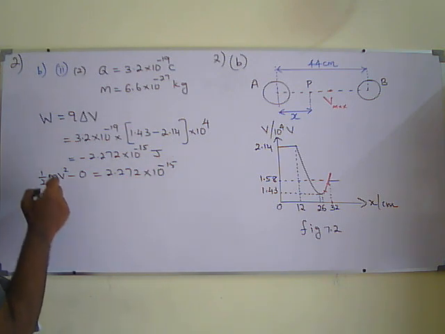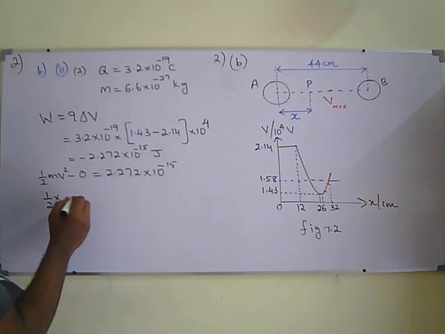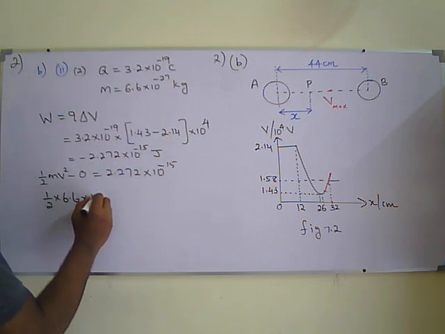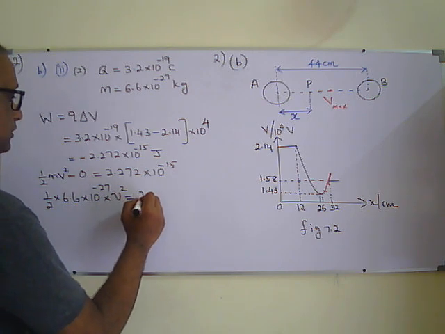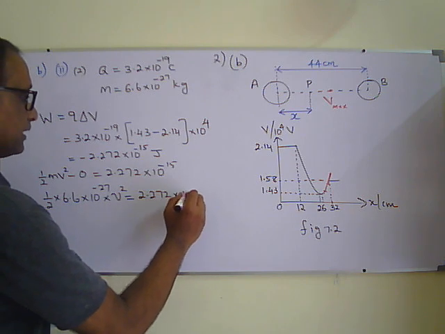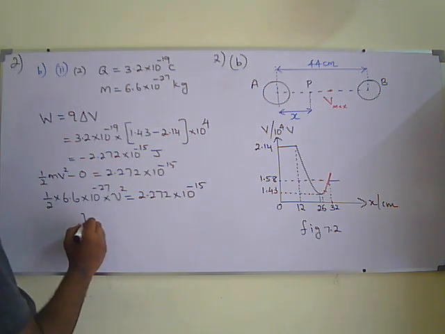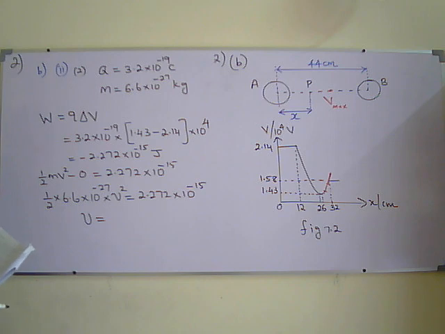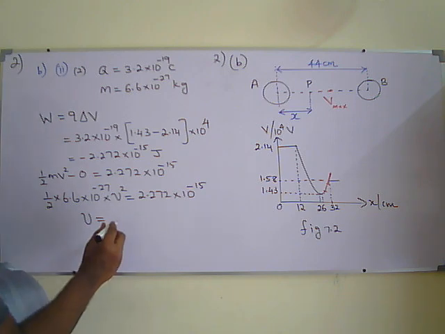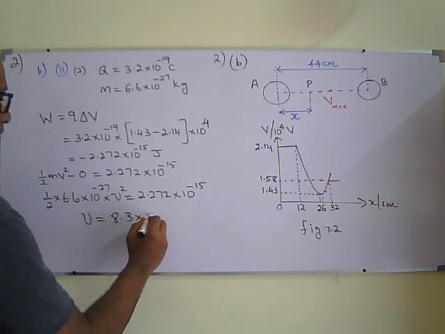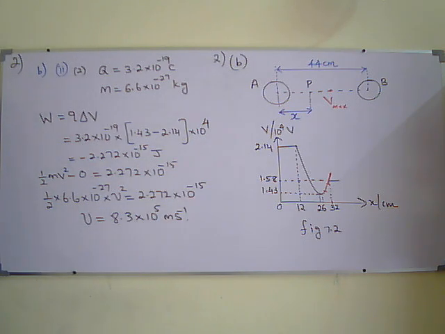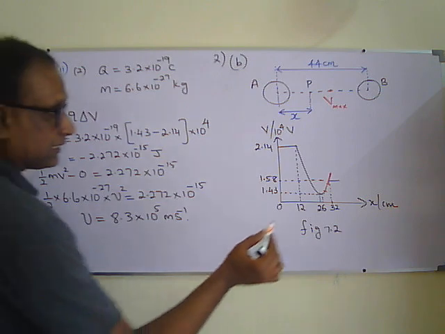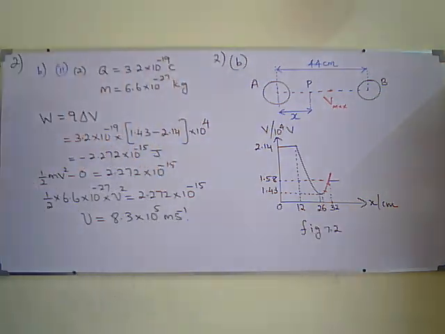So half times the mass, 6.6 × 10^-27, times V squared equals 2.272 × 10^-15. Solve it for V, and you will get the answer 8.3 × 10^5 meters per second. That will be the maximum speed, which occurs at 26 centimeters.